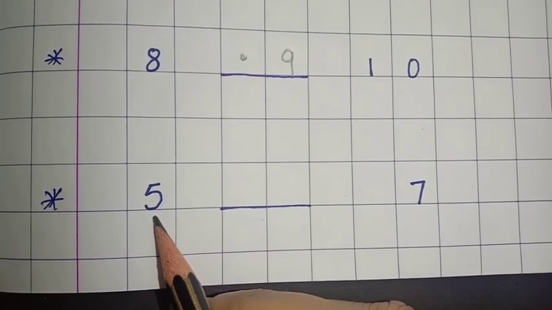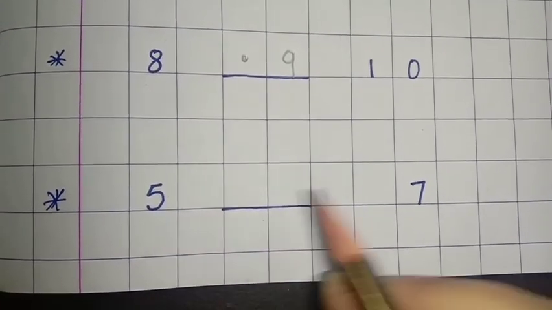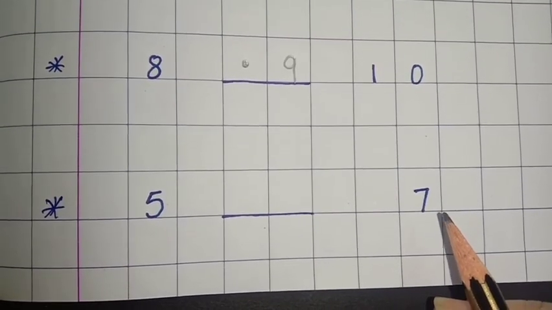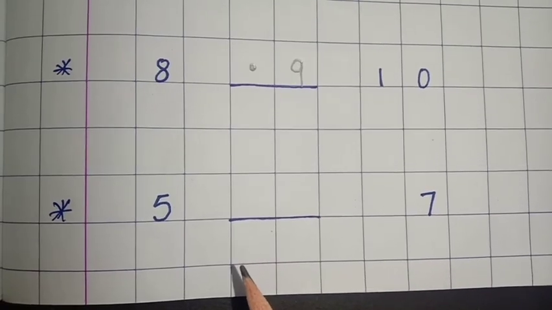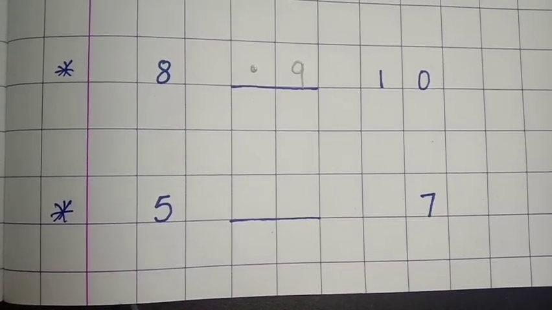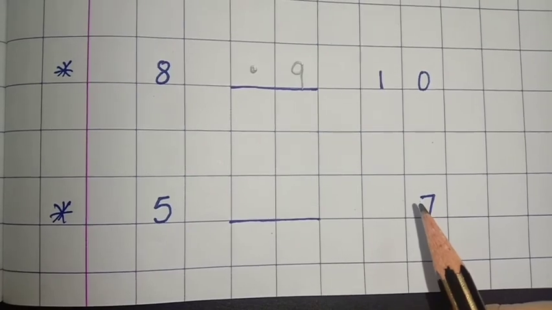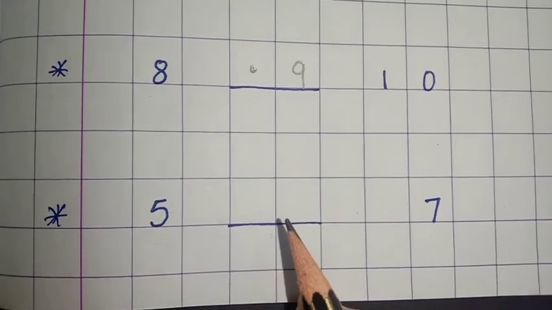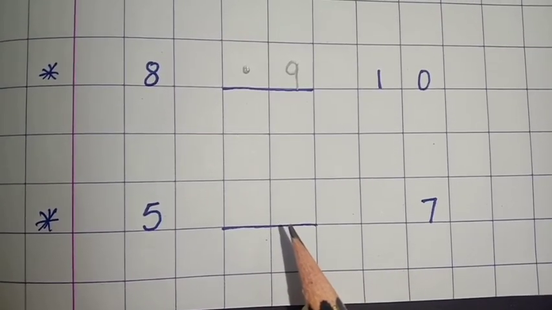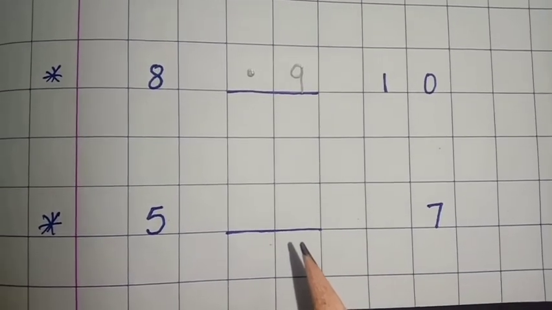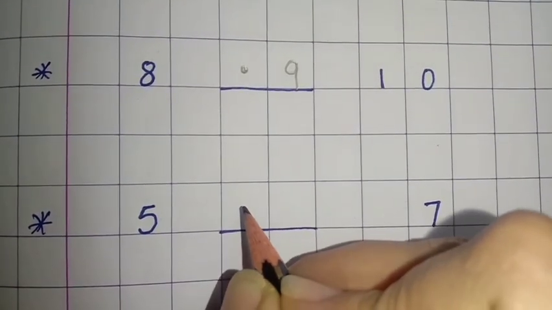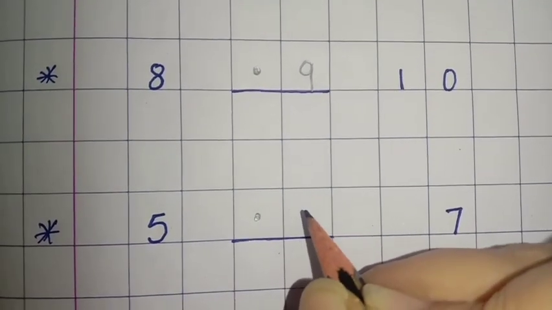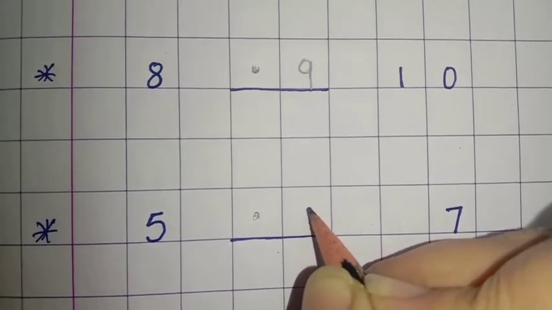Which number is this? Number 5. And which number is this? Number 7. So let's start counting the numbers. 0, 1, 2, 3, 4, 5, 6, 7. So which number comes after number 5? Yes, number 6. And number 6 is also a single digit number. So we will first put a dot in the first box and then we will write number 6 in the second box.